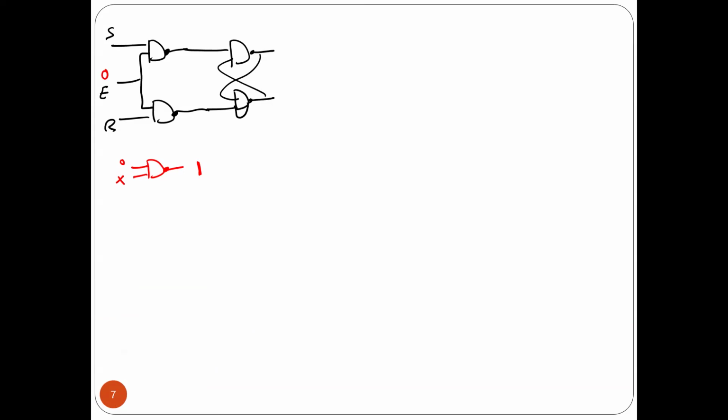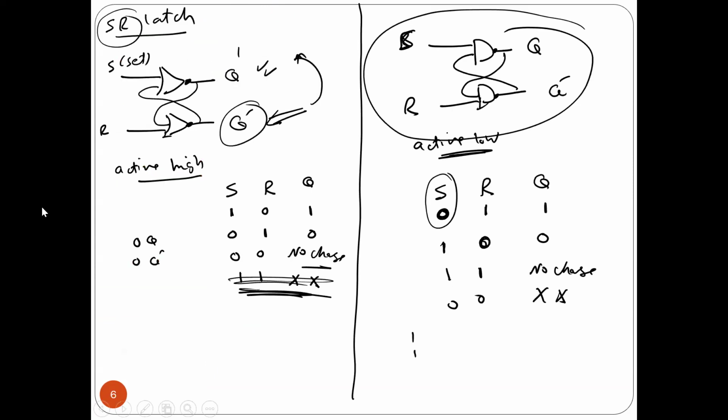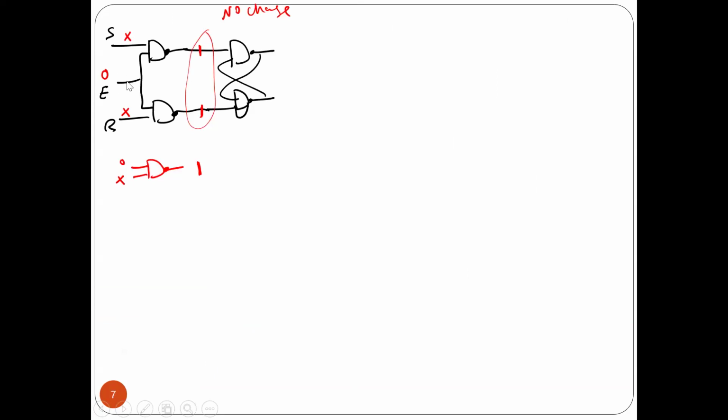So in this case, let's see how it works. If the enable is 0, then regardless of what you have here, regardless of what I have here, I will get 1, 1. And you know 1, 1 is going to make no change. If you go back here, you can find 1, 1 is no change. Is that okay? That's why, if the enable is 0, that means you are disabling it. What does disabled mean? That means you can't change the truth value. So even if you make a set or a reset, it's not going to work because it is disabled. This is the meaning of disabled. You cannot change the truth value.